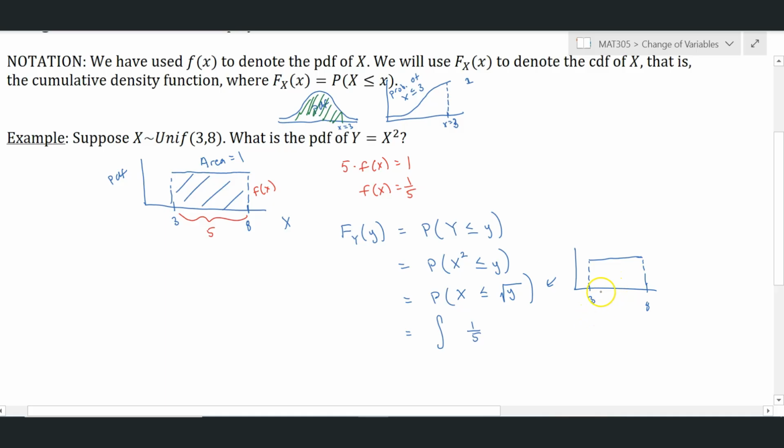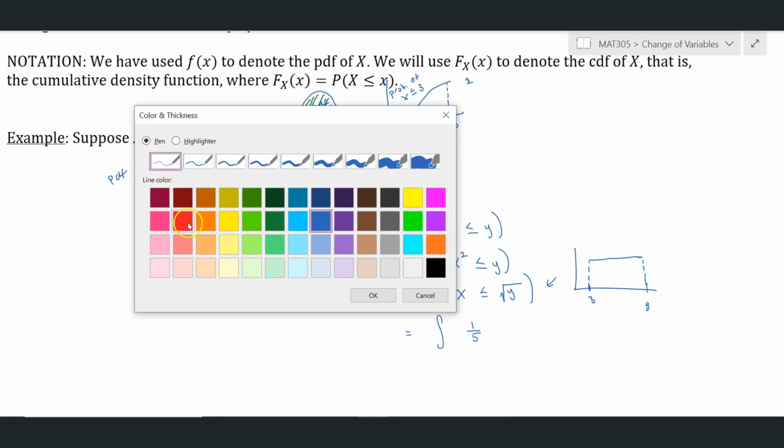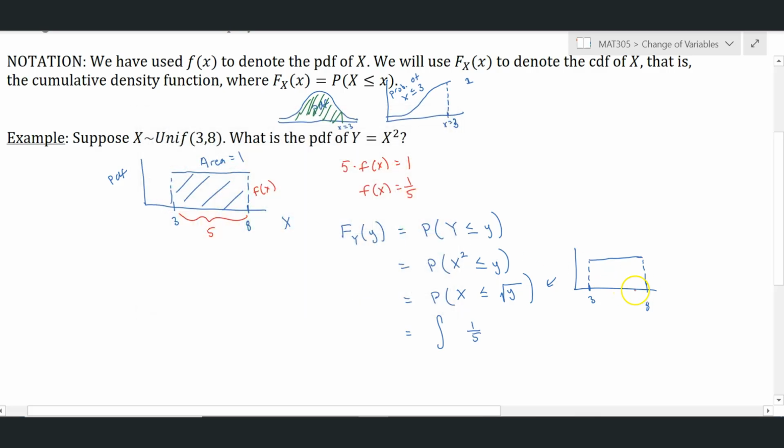And we want it to go from 3, right? Everything less than or equal to the square root of y, but not below x equals 3, because again, that's where our boundary is. So somewhere in here, I don't know where, we'll have x equal to the square root of y. And what we want is the area in that region right there.